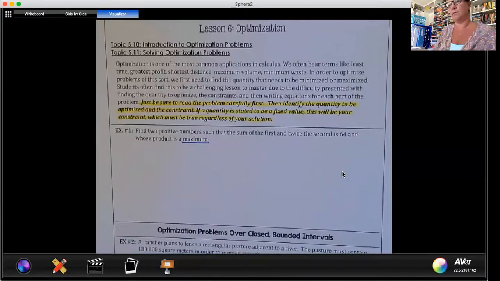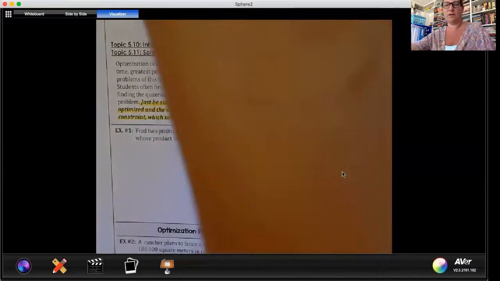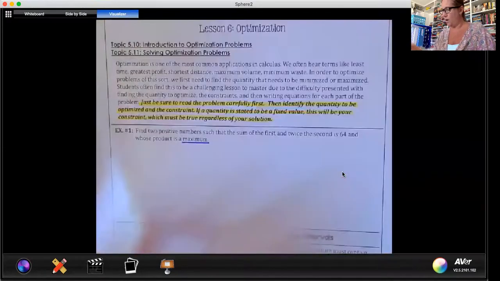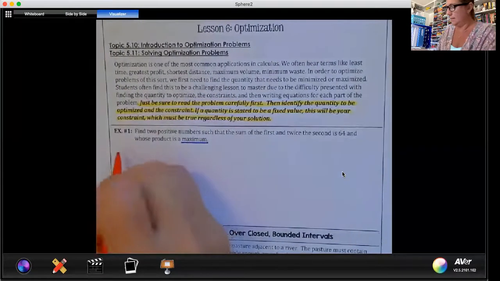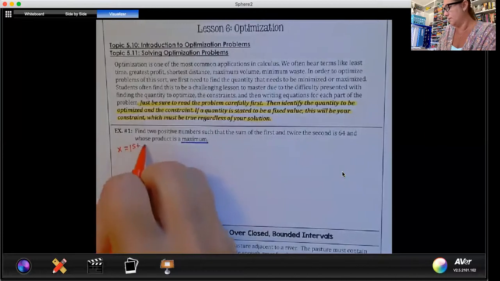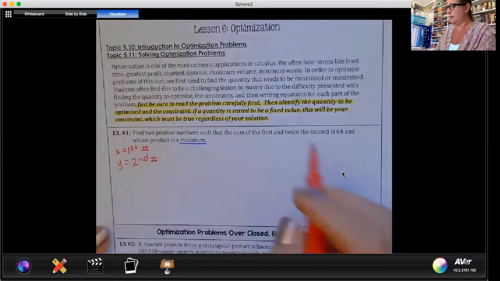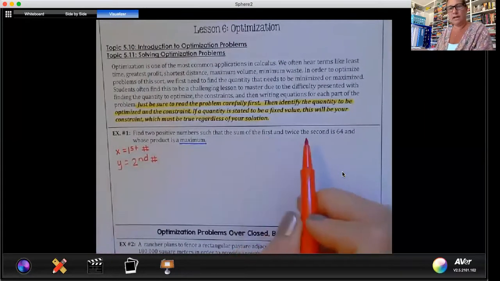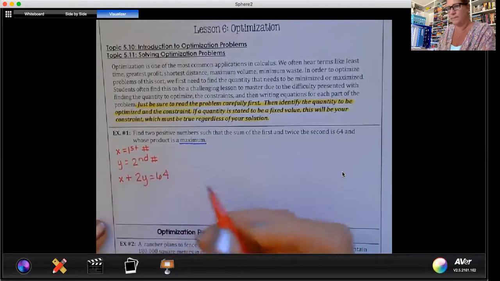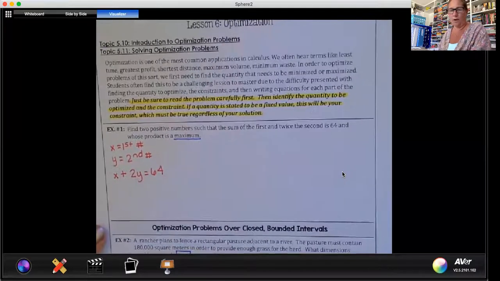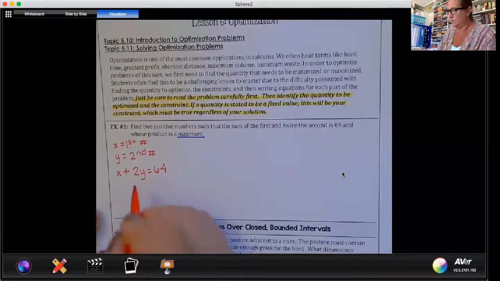So what we're going to do in problem number one is find two positive numbers such that the sum of the first and twice the second is 64, and then their product is a maximum. So we're going to let x equal our first number, and we're going to let y equal our second number. According to our problem, the sum of the first and twice the second is 64. And we want the product to be maximized. So that would be xy. So we're going to solve this for y.